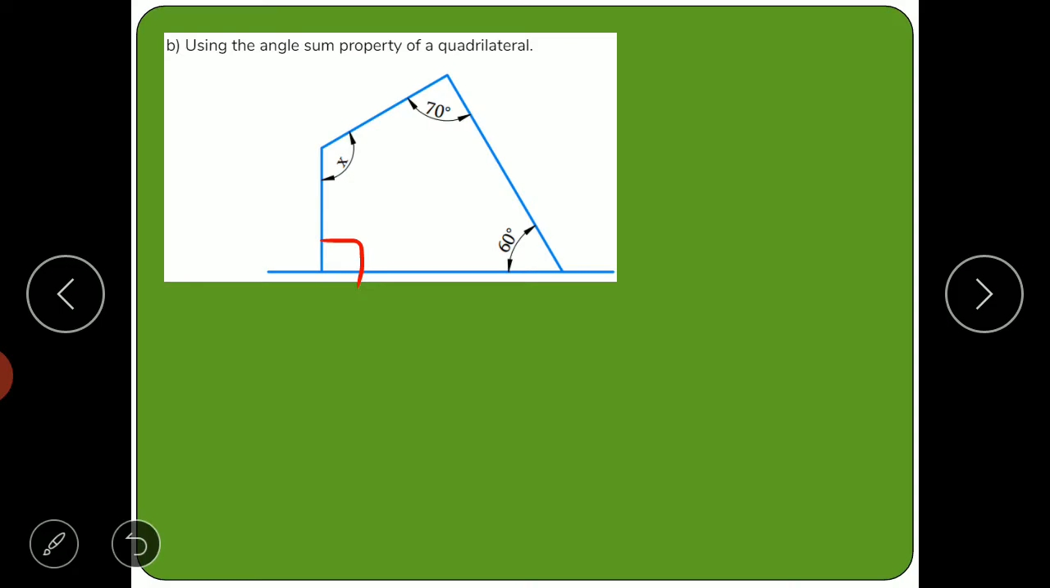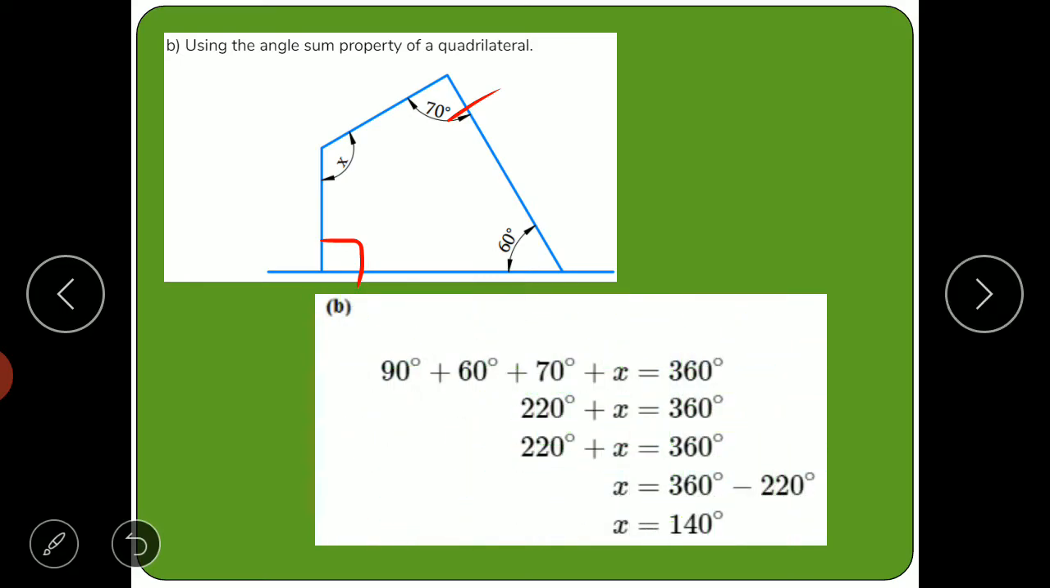Now we have three angles in hand: 70, 60, 90. Is it possible to find the value of x? We add these three angles: 70 plus 60 plus 90 plus x equals 360 degrees. Add these three angles, then from 360 take away 220. Then you get the value of x, 140 degrees.